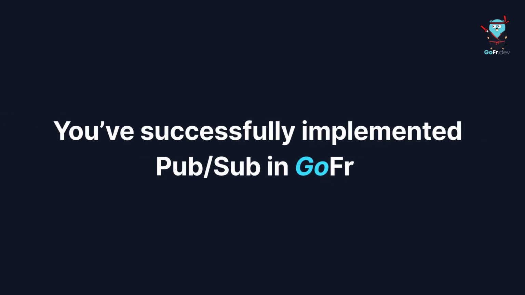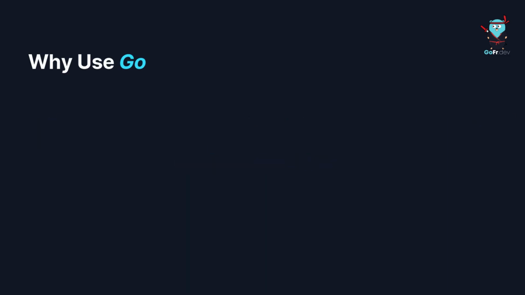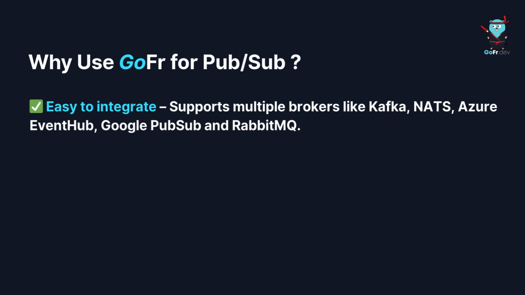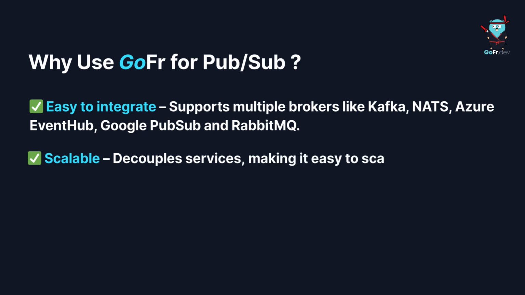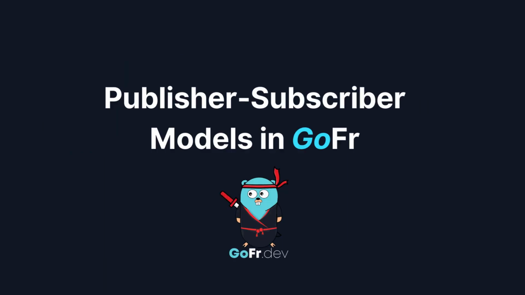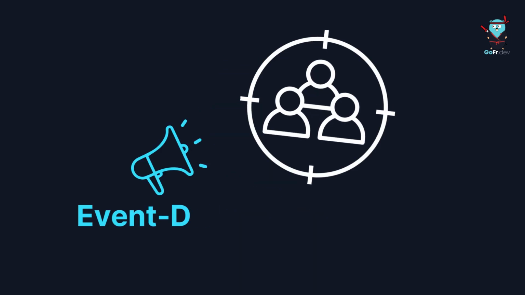And here we are, we have successfully implemented PubSubs in GoFr with absolute abstraction from the underlying processes. So I think now you must be clear on why to use GoFr for PubSub. Well, because it is easy to integrate because we support multiple brokers like Kafka, NATS, RabbitMQ, etc. It is also scalable because we promote decoupling of services, making it easy to scale, and it requires minimal setup, that is publishing and subscribing in just a few lines of code. And that's how you can use PubSub in GoFr, building scalable and event-driven systems.